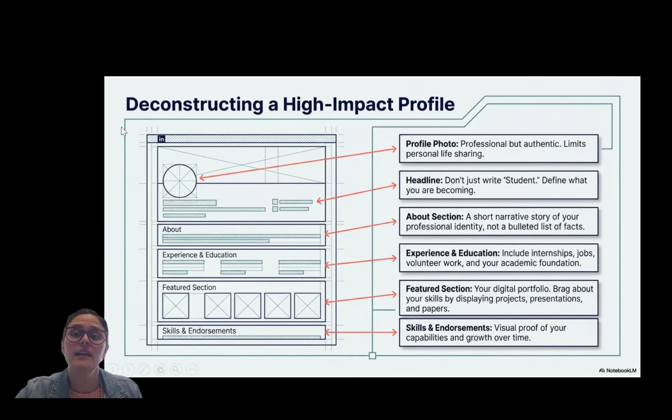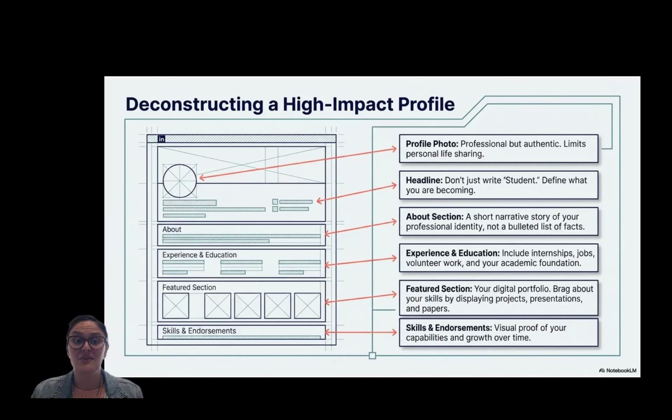Your headline, again, you want to make it more specific than student. What are you becoming or what are you studying? The About Me section, remember, not a bulleted list. We want to make this a narrative story of your identity. Experience in education, this is where you're going to pull a ton from your resume. You do want the dates and the information about where you worked and your duties and responsibilities and what you were able to achieve.